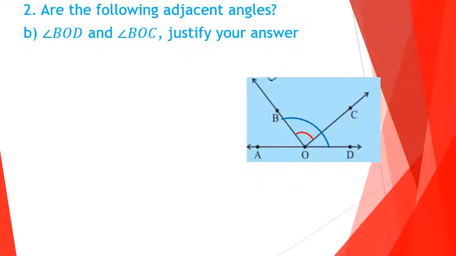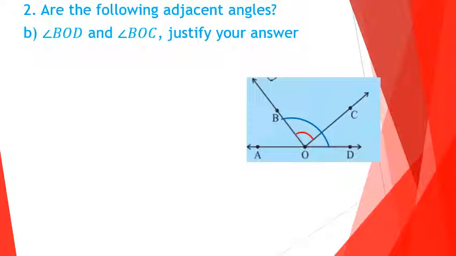Second part of the question, whether angle BOD and angle BOC are adjacent angles or not. Here in the figure angle BOD is marked by blue color, that is the bigger angle, the obtuse angle, and angle BOC is the smaller angle, represented by the small red color. From the figure it is clear that one angle is overlapping the other angle, so they are not adjacent angles.